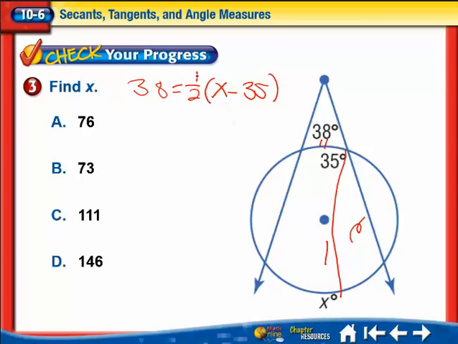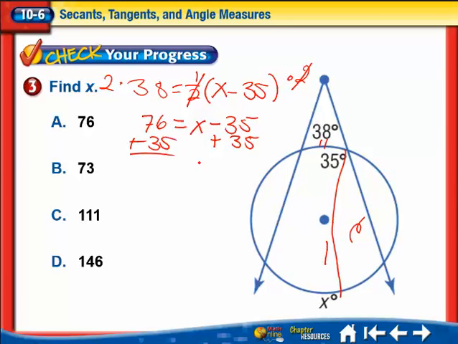So again, what are we going to do to get rid of this 1/2? We're going to multiply by 2. That gives me 76. My 2's cancel out, so 76 equals x minus 35. I add 35 to both sides. And x is going to equal 111. Answer C.